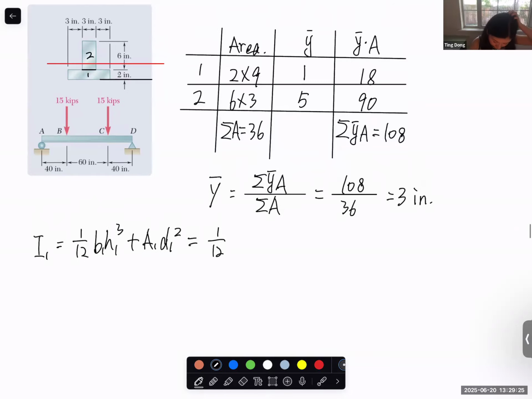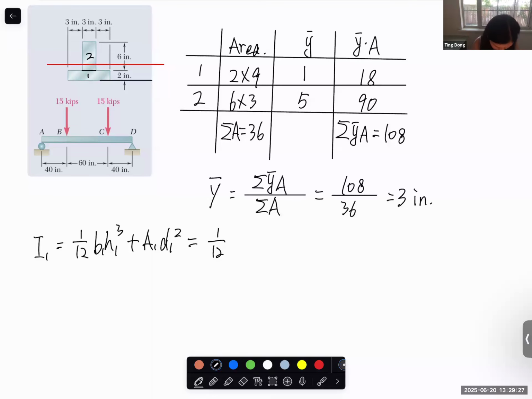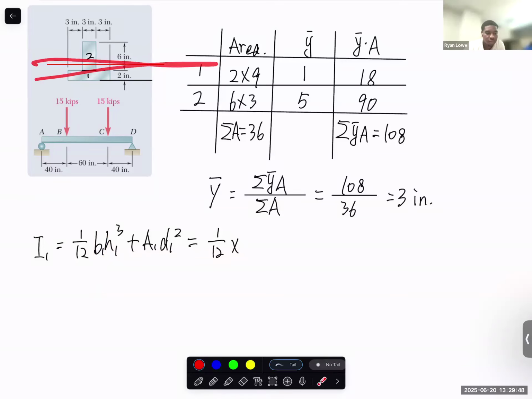So what are B1 and H1? What is B1? What would it be, 2 inches? What is B1? I need to put it in the calculation. 2 inches? Or would it be 9? Yes, it should be 9.